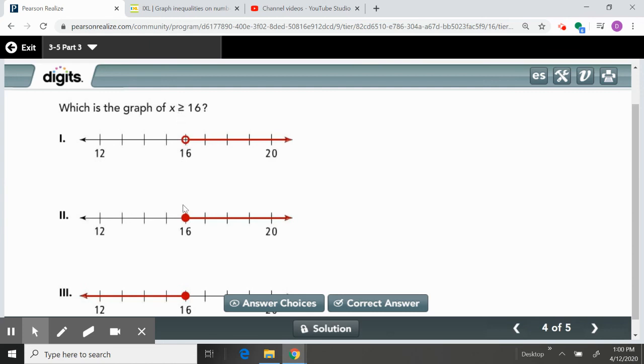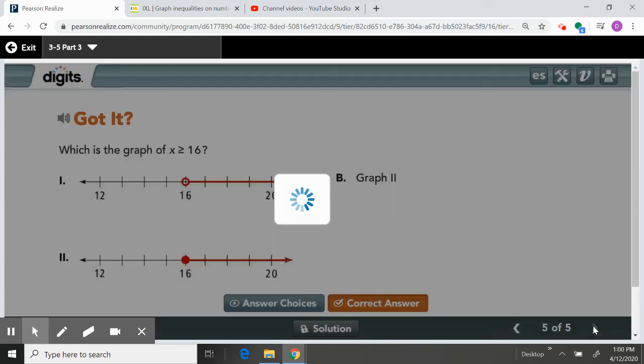So if it's greater than 16, is that to the right or is that to the left? Greater than 16, 17, 18, 19, 20. So greater than 16, moving this way. So the correct answer has to be answer choice 2. All right, graph 2 was correct. So hopefully that made sense.